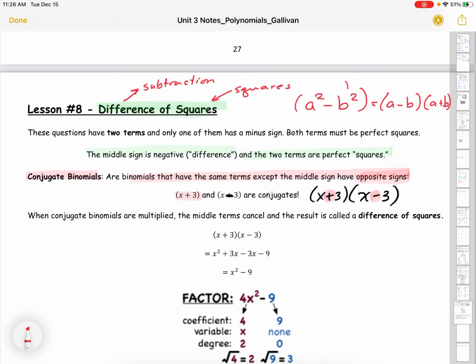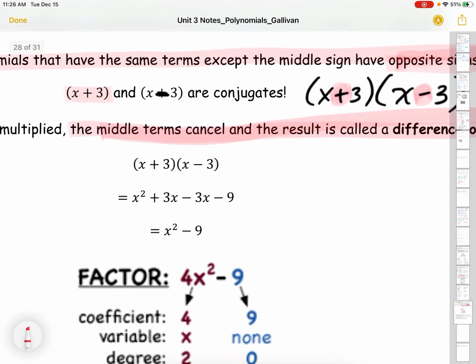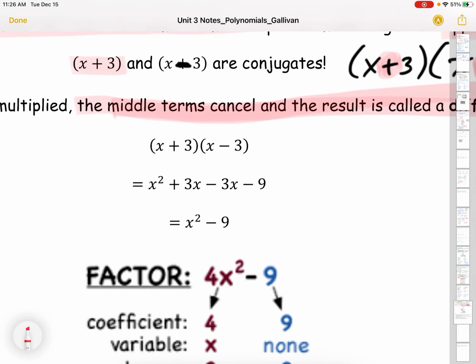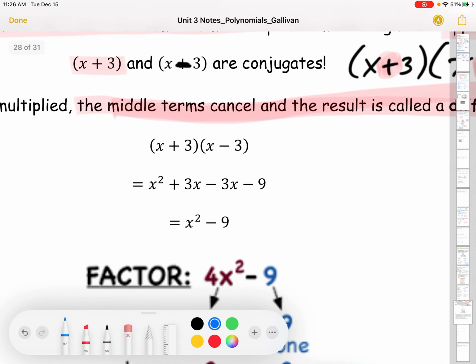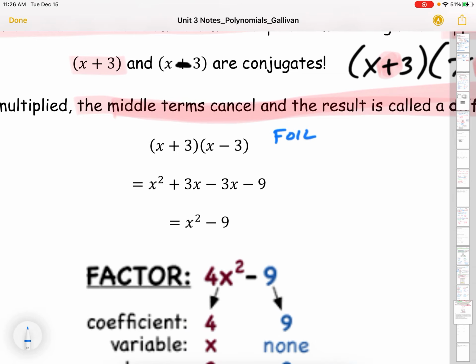Now, when conjugate binomials are multiplied, the middle terms cancel out, and the result is a difference of squares. So here, for example, we multiply using FOIL, right? So this is our first, x squared. Outer is x times negative 3. So we did it in the wrong order. Oops. Inner, last. Never use someone else's notes. That's your lesson for today, ladies and gentlemen.